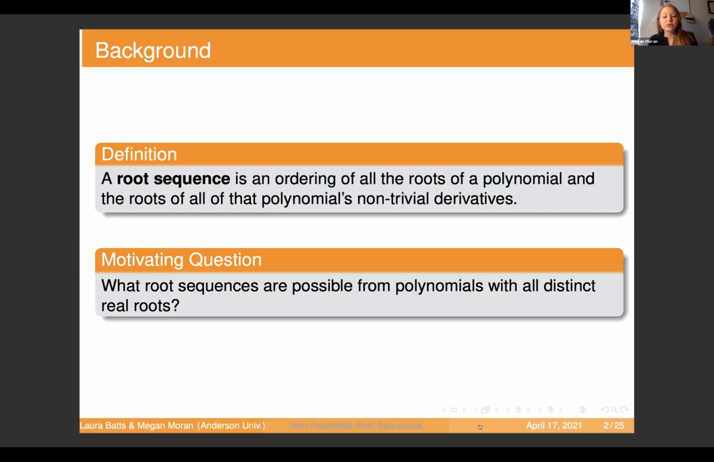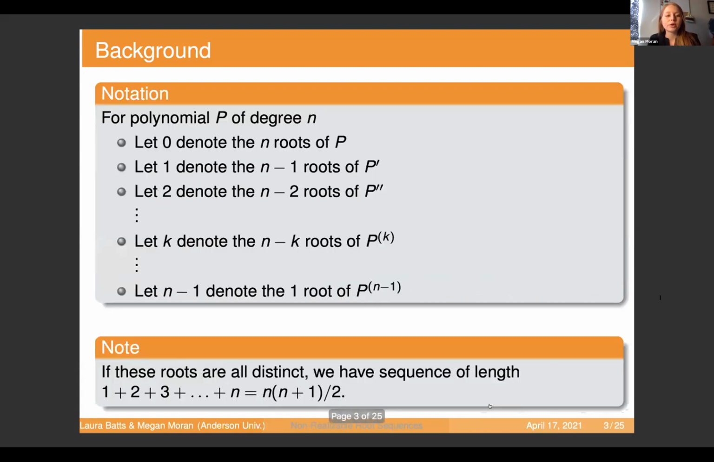A root sequence is an ordering of all the roots of a polynomial and the roots of all that polynomial's non-trivial derivatives. And this leads us to our motivating question: what root sequences are possible from polynomials with all distinct real roots? And so moving forward, we'll have some notation that will be important as we go about our proof.